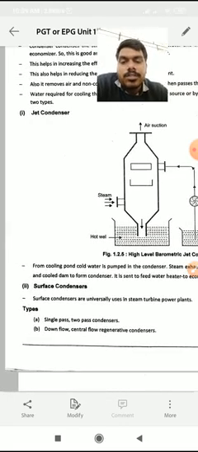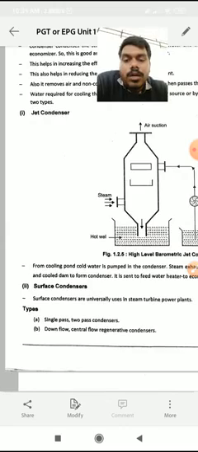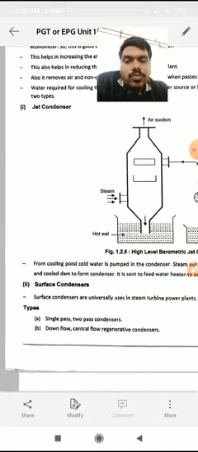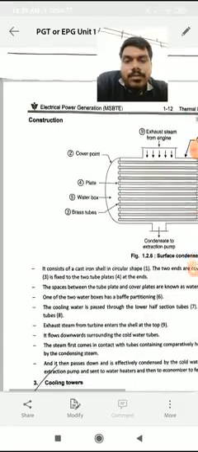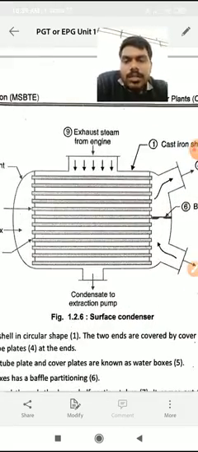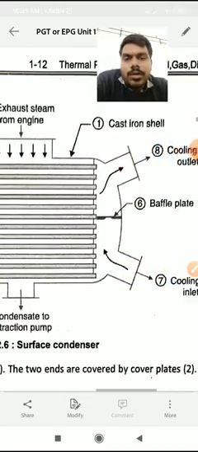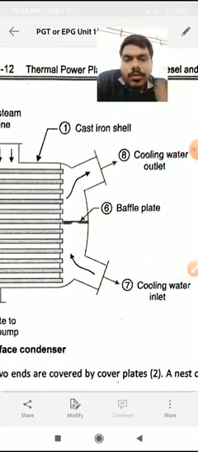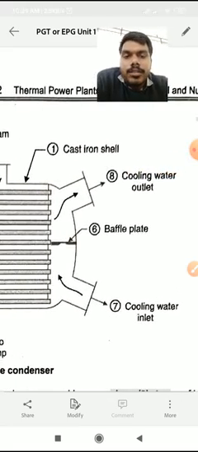Next one is the surface condenser. Surface condensers are universally used in steam turbine power plants. It can be a single pass or two pass condenser. So this is how the condenser works: exhaust from the engine, condensate to the extraction pump. Here we have the cooling water inlet and the cooling water outlet. Cooling water is pumped in and flows out through the outlet.